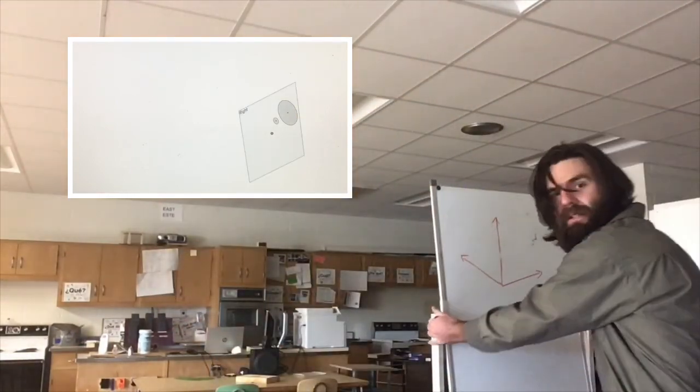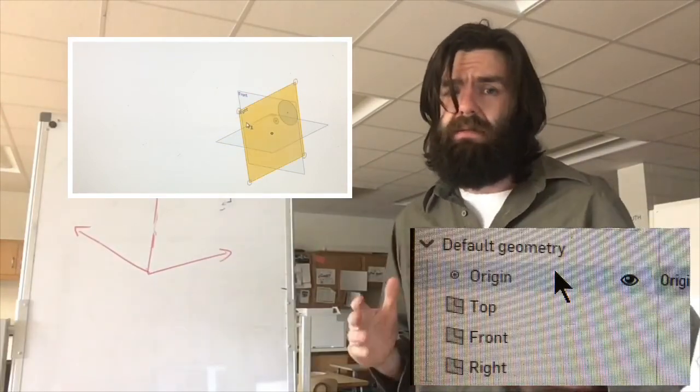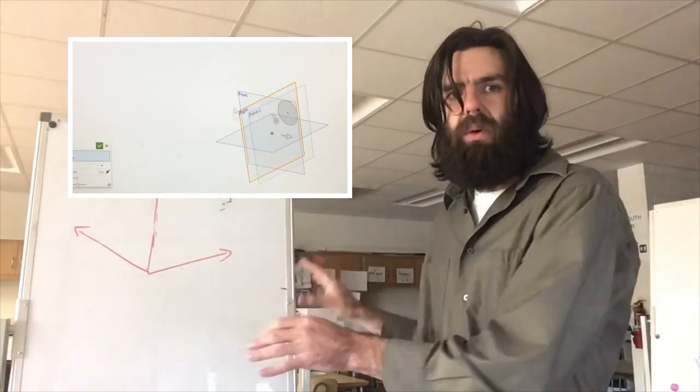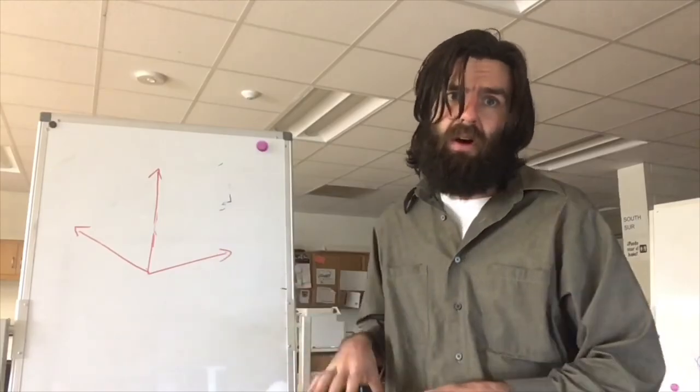And what I mean by that is, this is another plane. Besides your front, top, right default planes, you can create a plane in OnShape, a whiteboard anywhere in space, and you can sketch your two-dimensional sketch work on that plane.